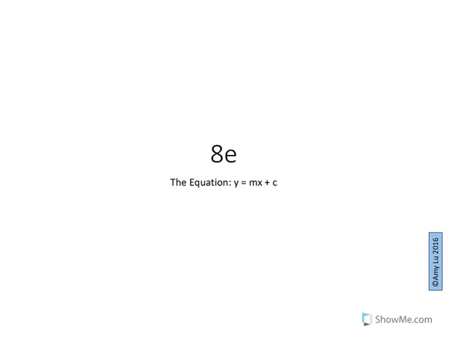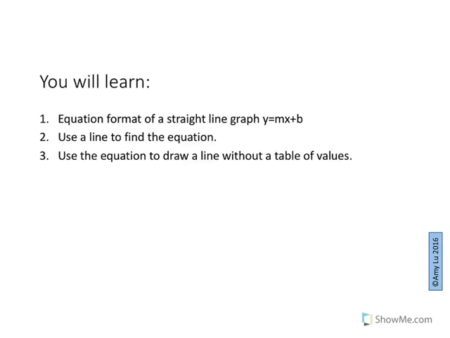This is chapter 8e on the equation y equals mx plus c. In this chapter you'll learn the equation format of a straight line graph, which is what we've been working on, which is y equals mx plus b. You'll learn to use the line to find an equation, but you'll also learn to use the equation to draw a line without a table of values.